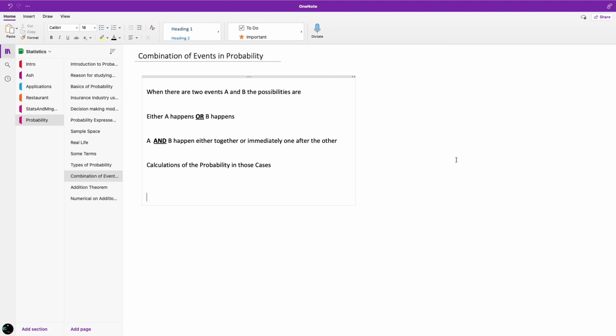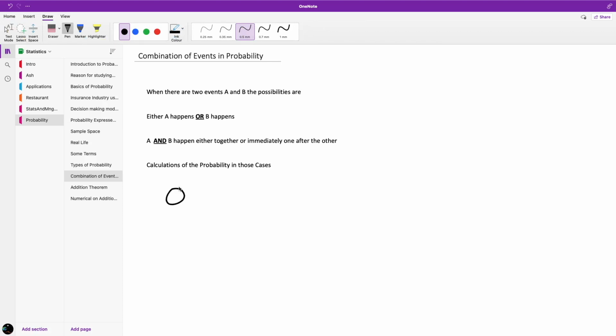Now, what are some practical situations where either A happens or B happens or A and B happen? Let us say there is a manager who has salesmen working under him, and he has to check what are the chances of a salesman. Let us say there is a salesman, and he is assigned to sell products A and also product B.